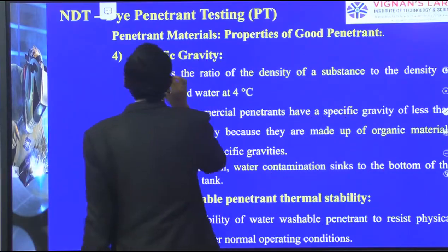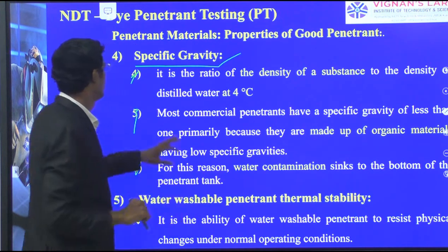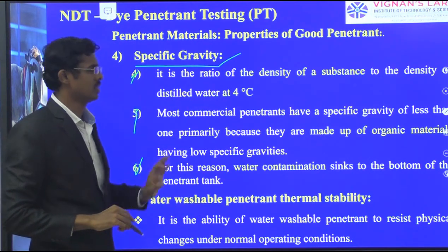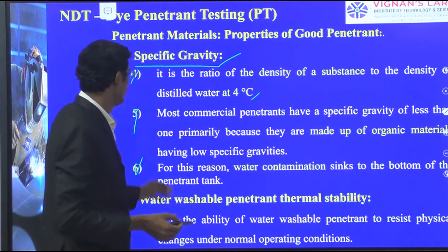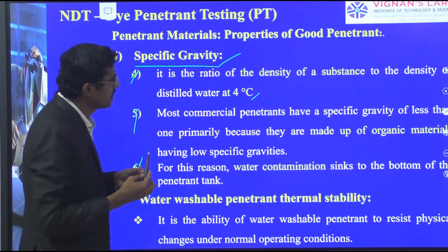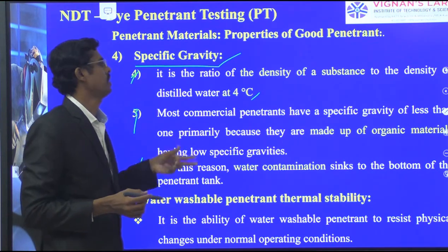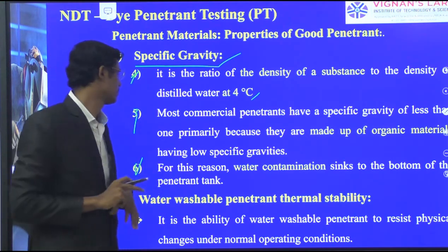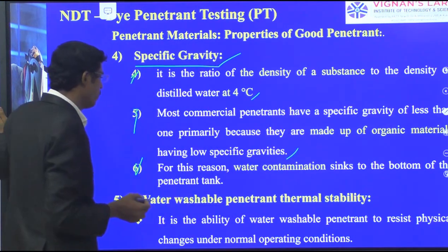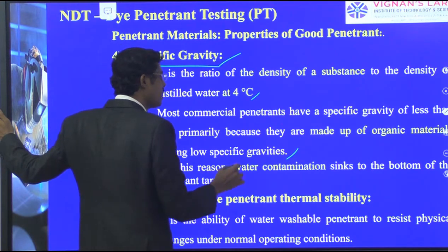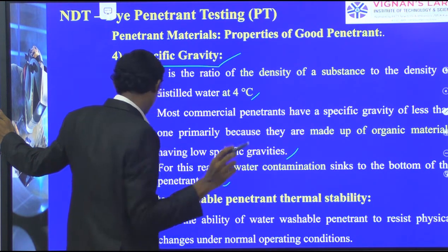Next, we are going to see specific gravity. It is the ratio of the density of the substance to the density of distilled water at 4 degrees centigrade. Most commercial penetrants have a specific gravity of less than 1, primarily because they are made up of organic materials having low specific gravity. For this reason, water contamination sinks to the bottom of the penetrant tank.